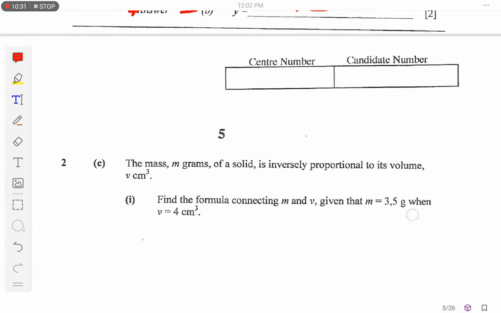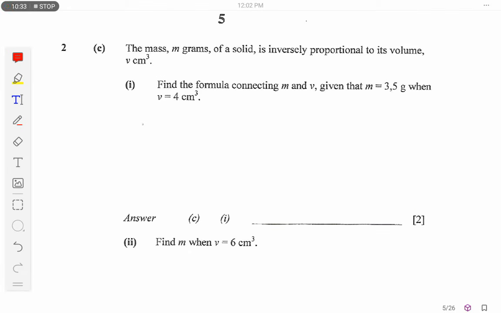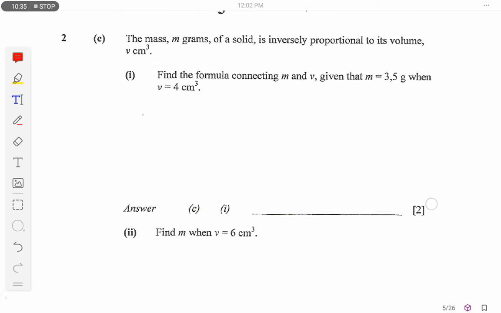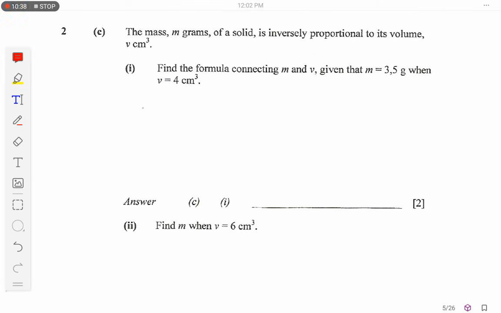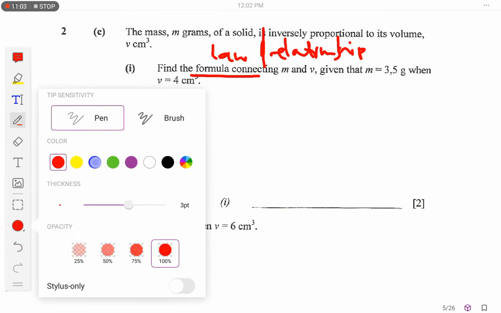Let's move on. Now we are on number 2C. We are given that mass m grams of a solid is inversely proportional to its volume V. Okay, so they are saying find the formula that is connecting. Sometimes they can say formula, they can say law, they can say relationship that connects M and V. It's one and the same thing. Okay, so let's solve that part there.